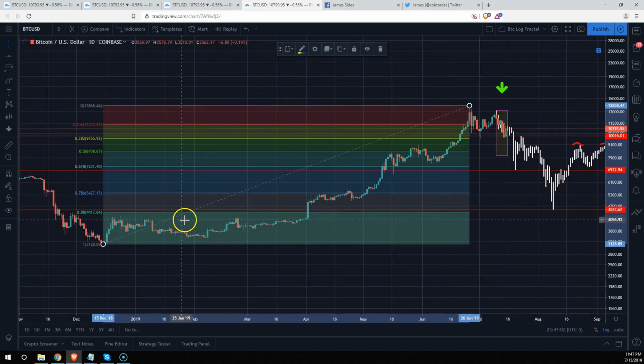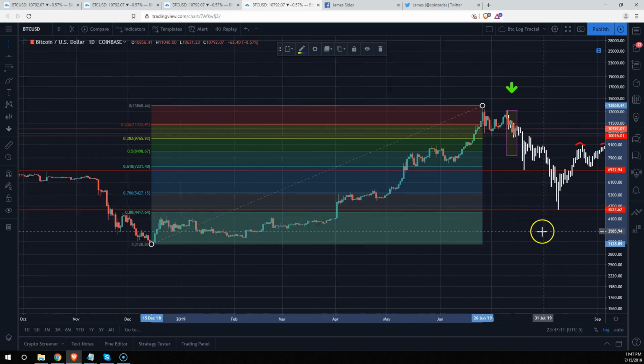However, we did have around 4,300, 4,000 to 4,300. This would actually be support. So maybe it slides a little lower than that. We don't know. Okay.